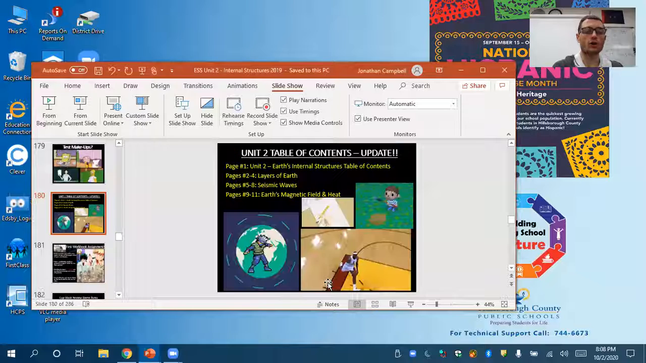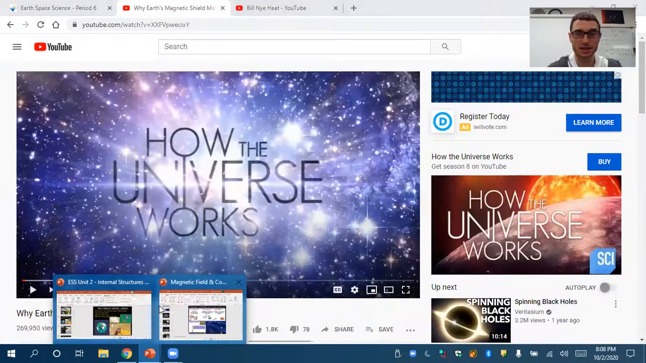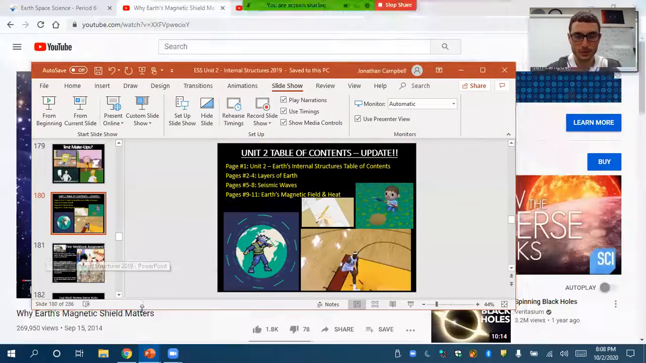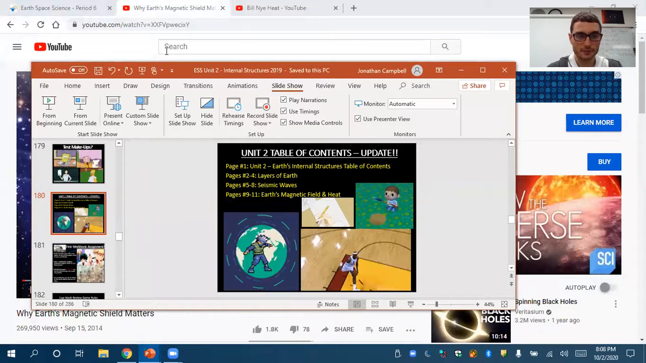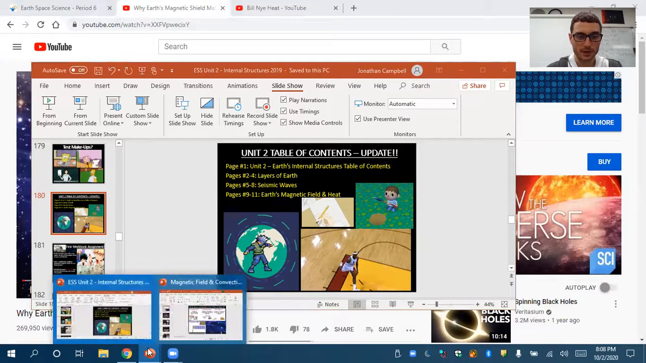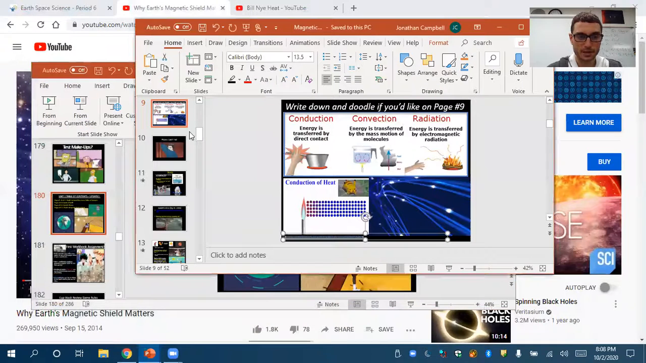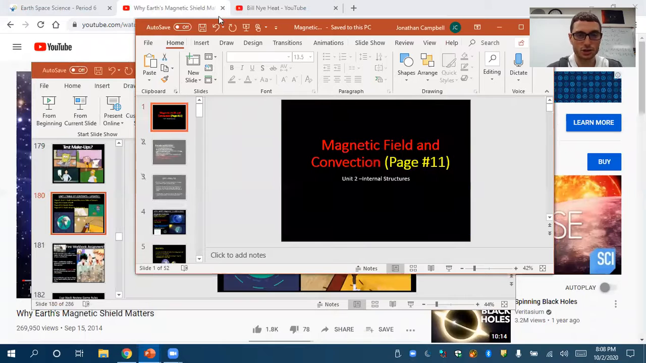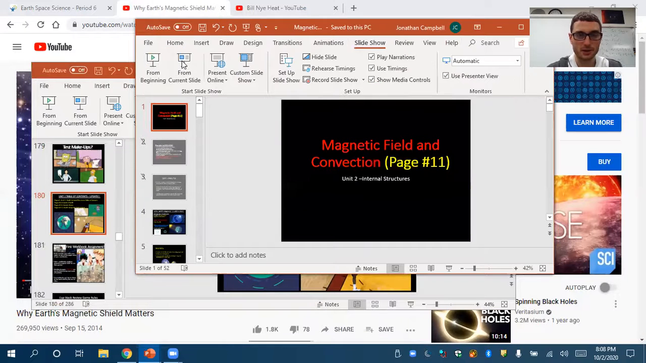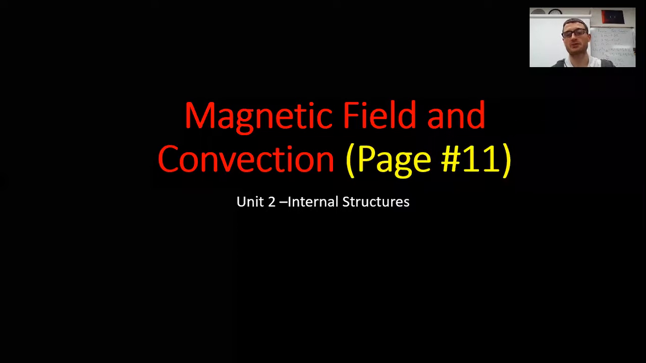Let's go ahead, guys. You are now going to go to page 11. The title of page 11, like we talked about, should be Earth's magnetic field and heat, or magnetic field and convection.